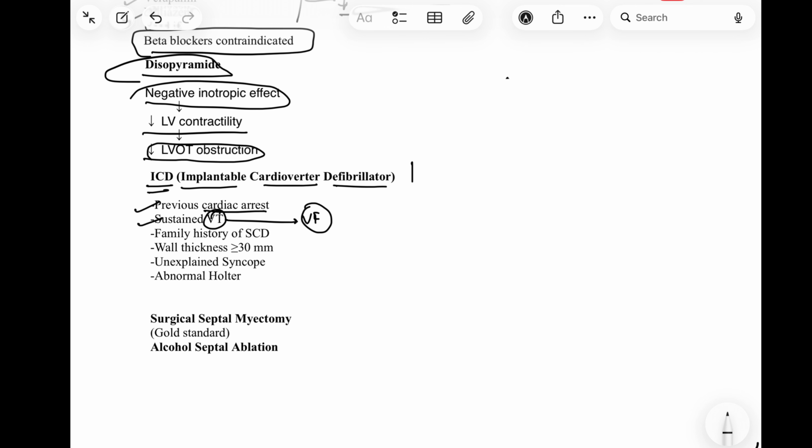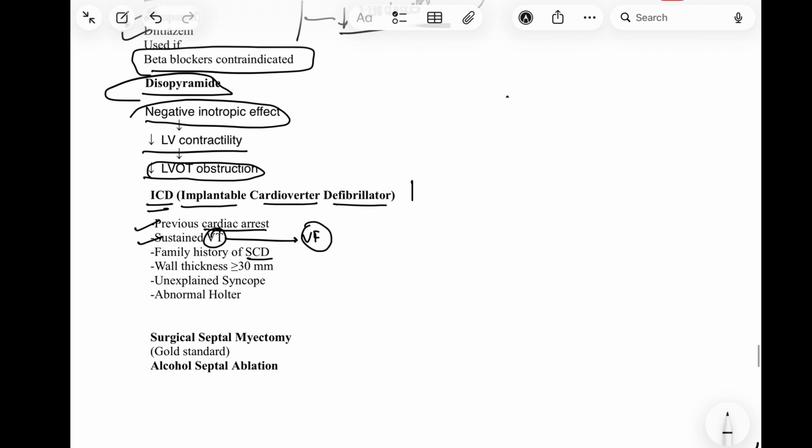If there is a family history of sudden cardiac death, right? If the wall thickness is more than 30 mm, then surely this patient can land up in cardiac arrest whenever it can. So better to start with the ICD implantation. Then if the patient is having unexplained syncope with the HOCM, that means there are a few points when there is a decreased perfusion to the cerebrum. So for this patient as well, we need to put an ICD, and also if there is an abnormal Holter.